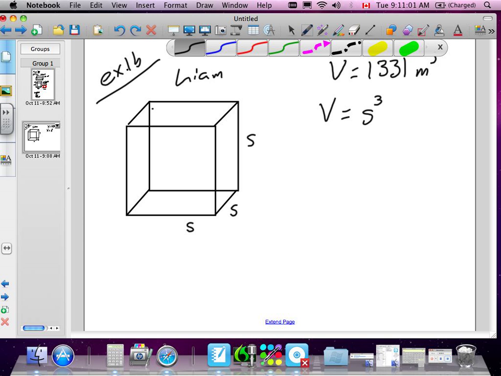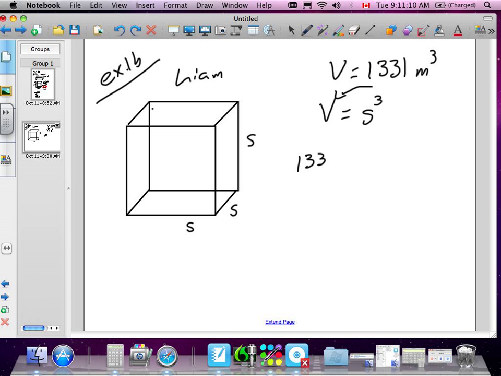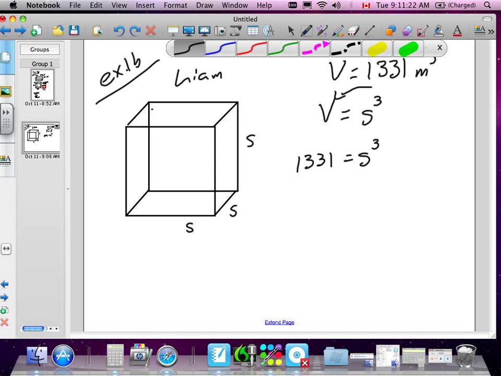Okay, so we know the volume is equal to 1,331 meters cubed. So we're going to substitute that in for the volume of this shape. Again, we have to find out what s is. So in order to find out what s is, we need to find the cubed root. What that looks like on your calculator, we'll write it in again here.